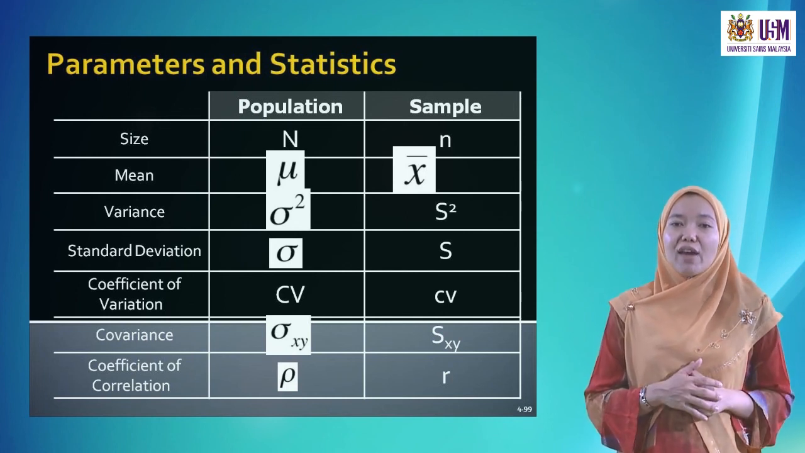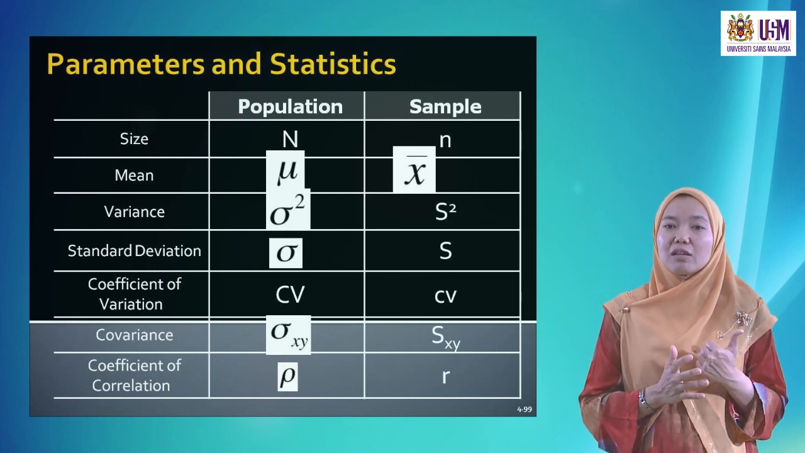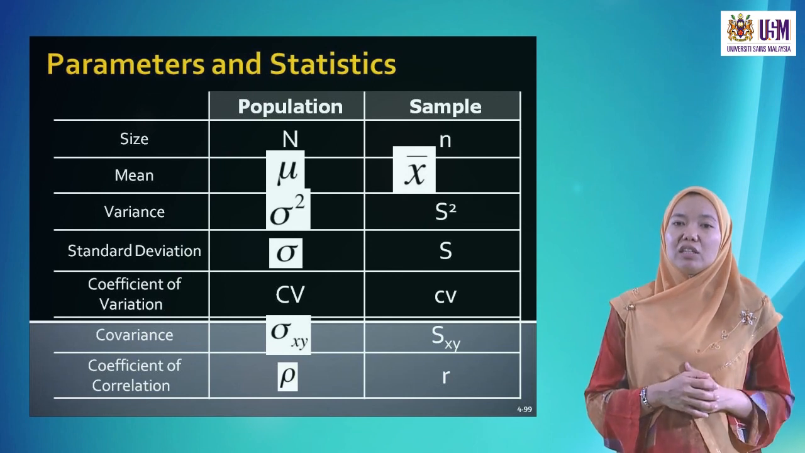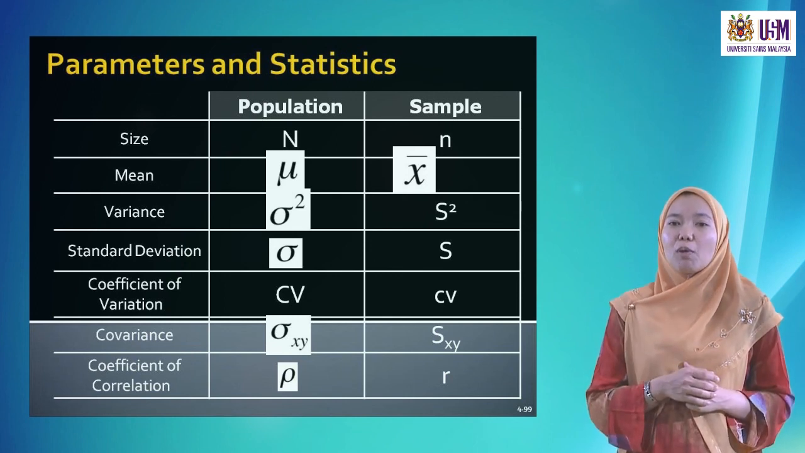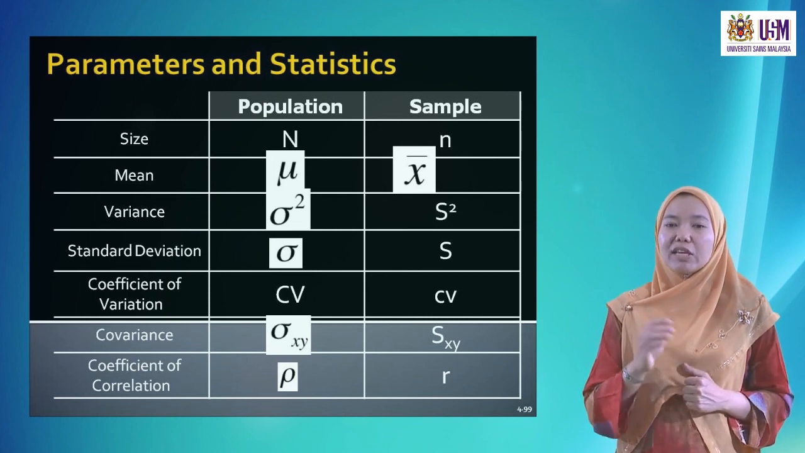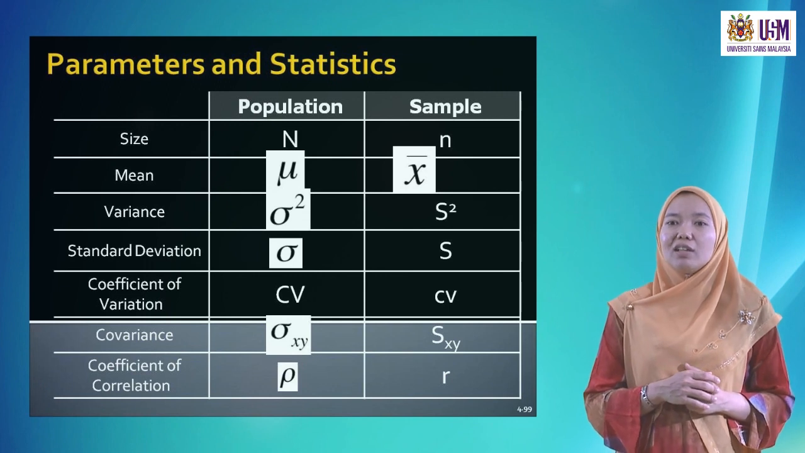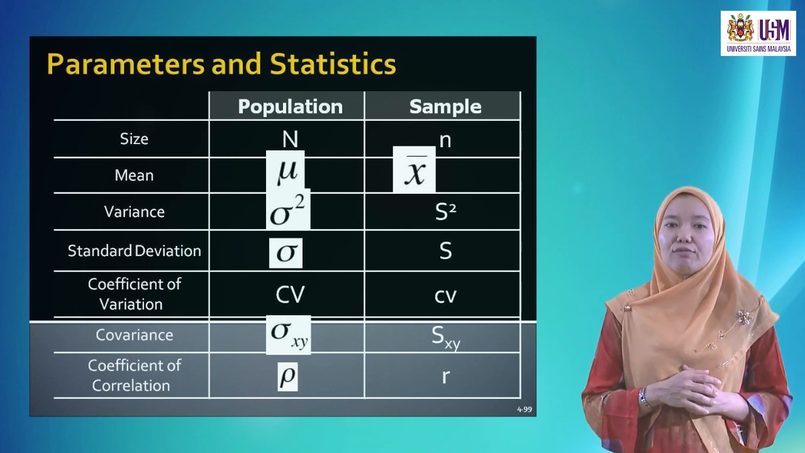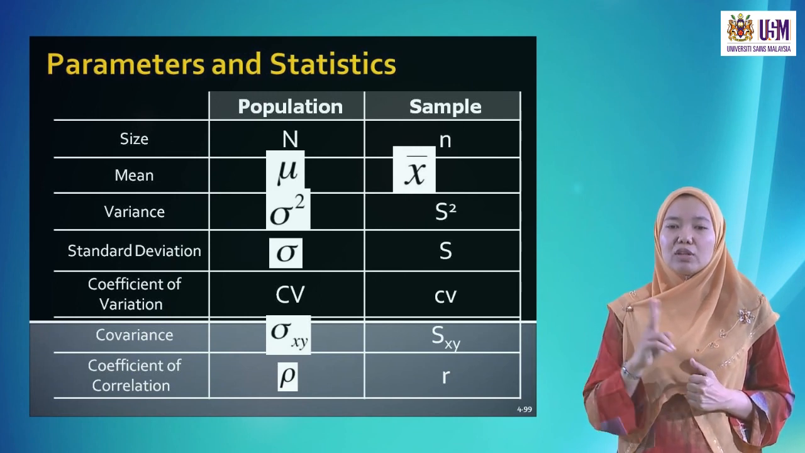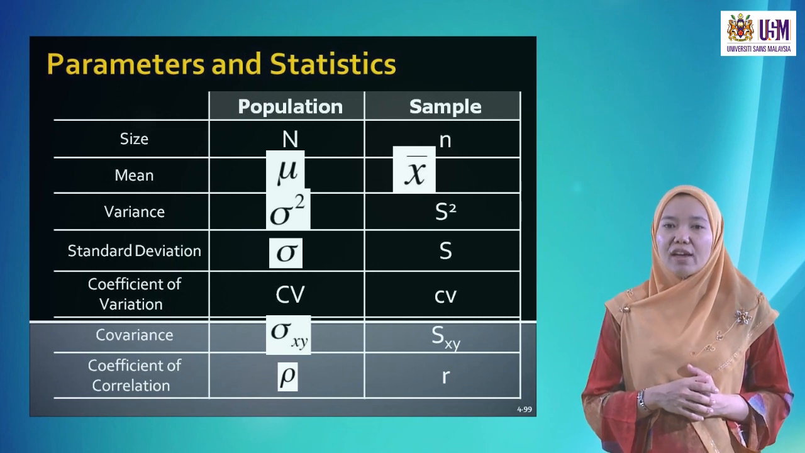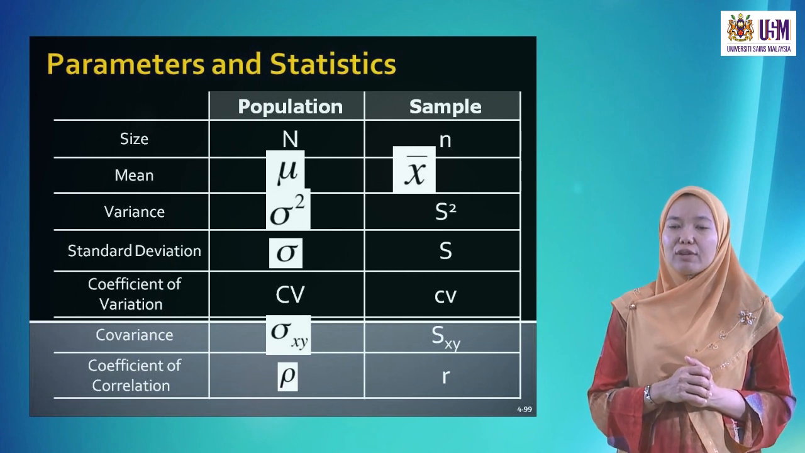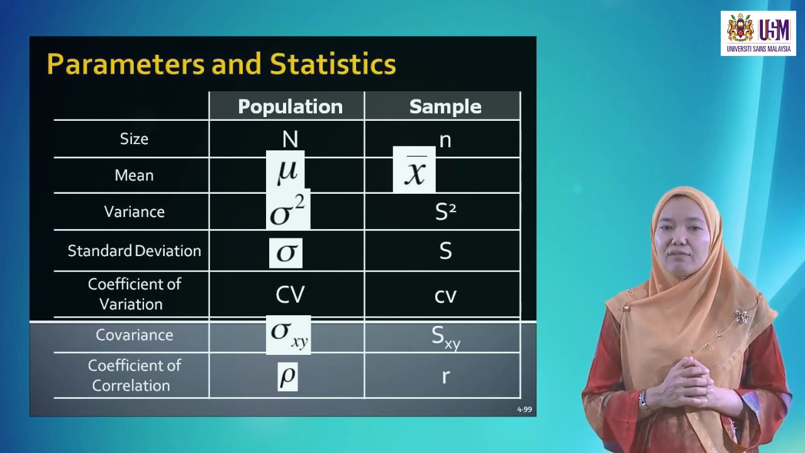Same thing when we discuss variance, population variance is given as sigma square, while sample variance is given as S square. Standard deviation is without the square, so we have sigma for population and S for sample. Coefficient of variation for population is capital CV, small cv for the sample coefficient of variation. And then we have the covariance between two variables, covariance for X and Y, okay, and then we have S for X and Y if you have two sample covariance.